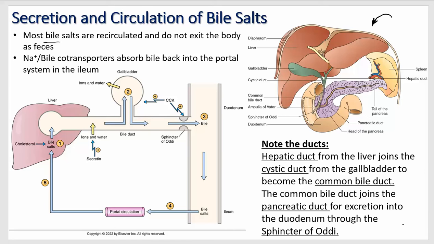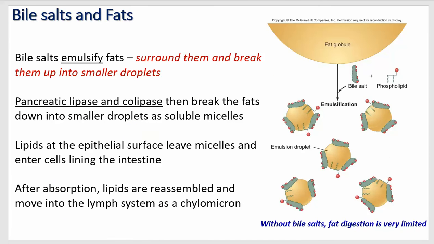So when you see that relationship between the gallbladder, gallstones and pancreatitis, it makes sense if you can have that image of how things are moving through there. All right, so now we'll talk about bile salts and how they emulsify these fats.